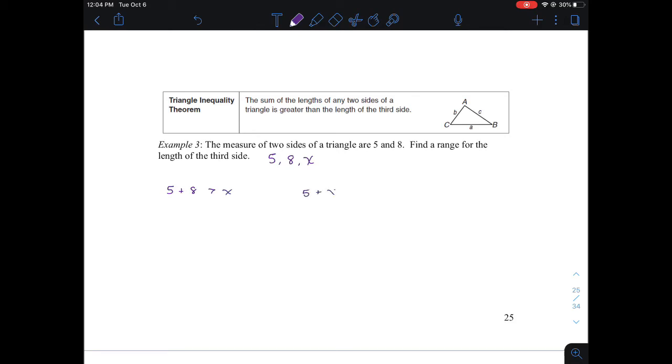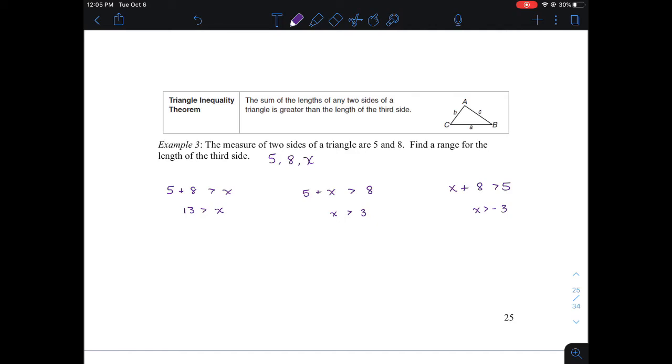So next I'll do 5 plus x is greater than 8, and finally we'll do x plus 8 is greater than 5. Right, so now we just need to solve them. So we get 13 is greater than x. If I subtract 5 from both sides, I get x is greater than 3. And if I subtract 8 from both sides, we get x is bigger than negative 3.